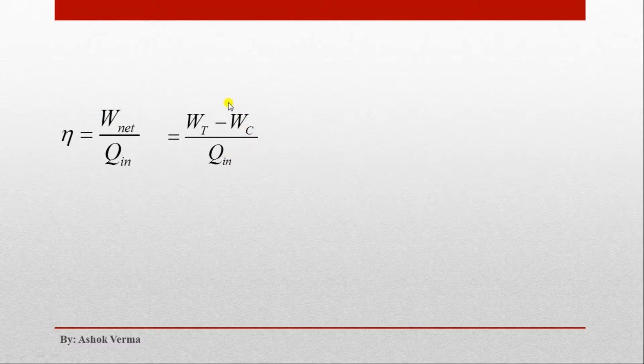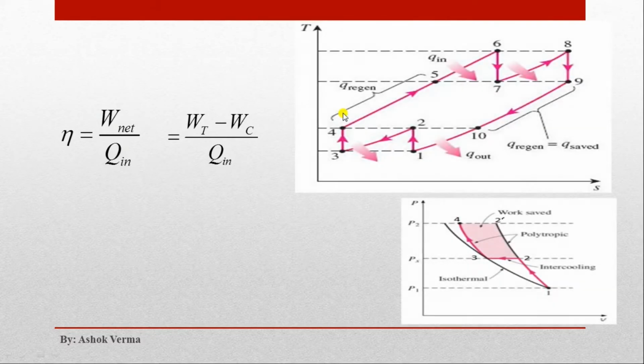So if you need to improve the efficiency, you have to increase the turbine work output, decrease the compressor work, and decrease the heat supply. By decreasing these two and increasing this one, you can increase the efficiency of the Brayton cycle. So for increasing the Brayton cycle efficiency, we will see how to increase the work output, how to decrease the work input, and how to decrease the heat supply.